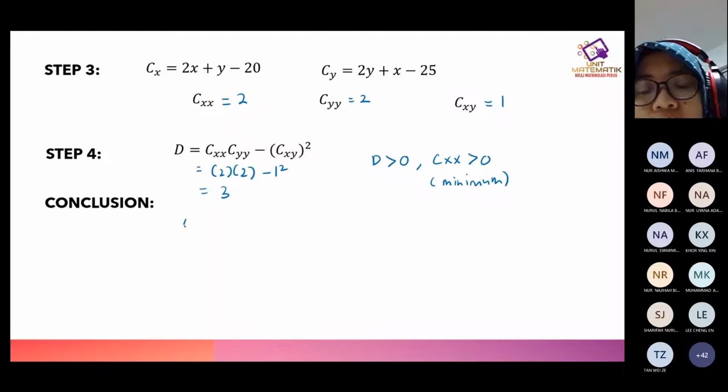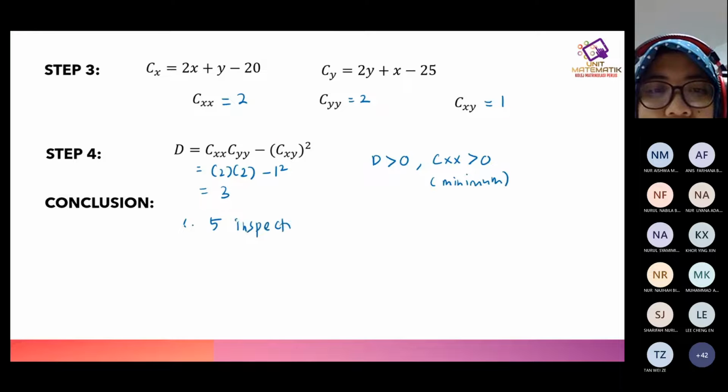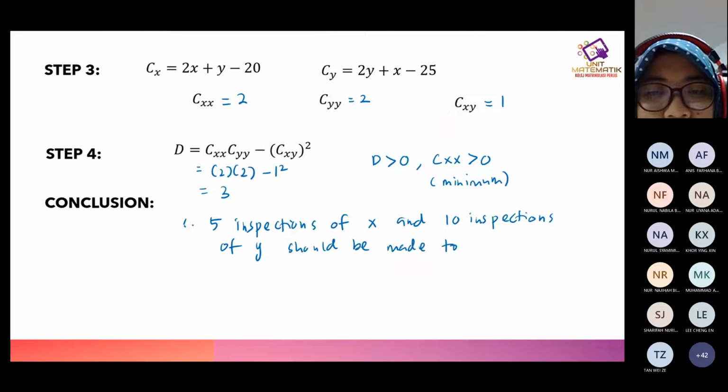Let's write the conclusion. So therefore, 5 inspection of x and 10 inspection of y should be made to minimize the cost.